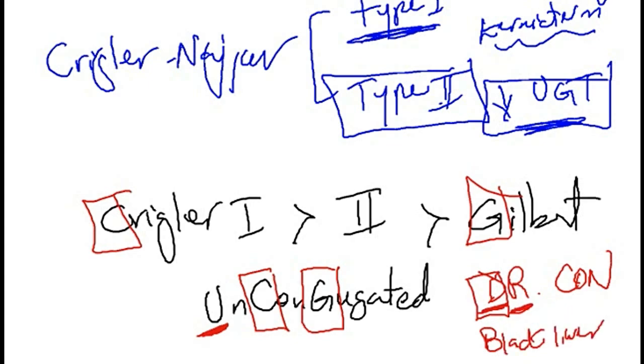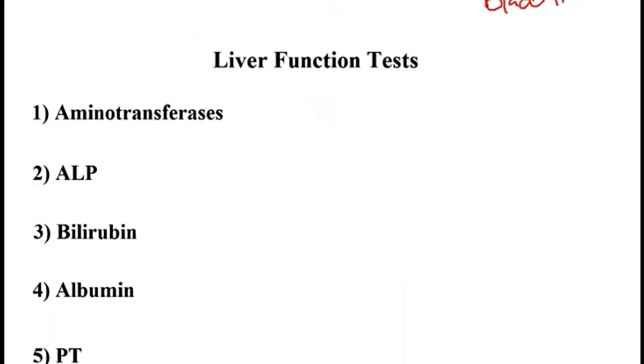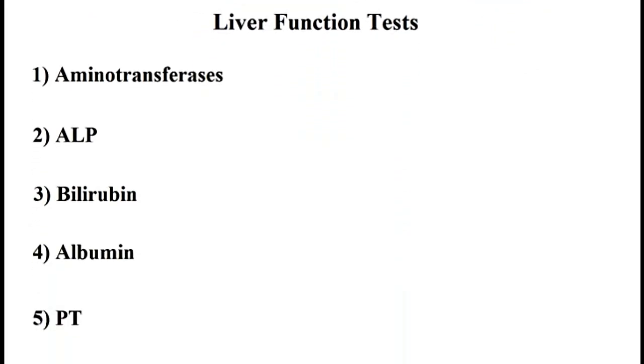Okay, now that we are done with the disorders of the hyperbilirubinemia, I would like to go over the liver function tests that you can use to determine the function of the liver. So aminotransferases like AST, which stands for aspartate transaminase, and ALT are the enzymes that are routinely used for assessing the function of the liver. ALT also stands for alanine transaminase.